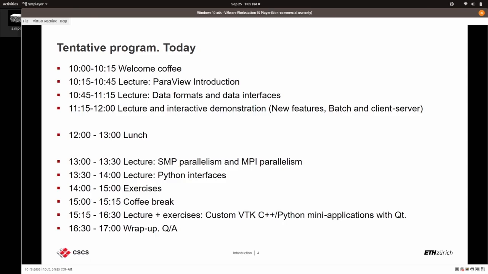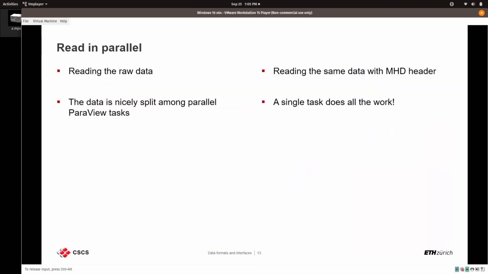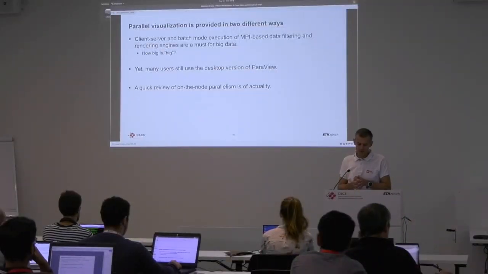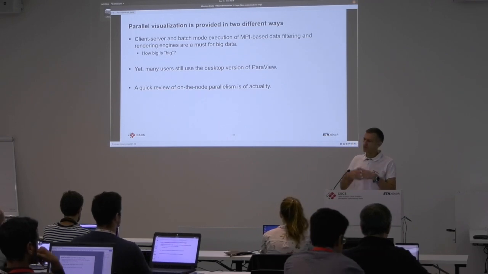We're going to talk about SMP and MPI parallelism, and then talk about Python in the first hour here. And I'm jumping in on page 59. So client-server and batch mode execution, those are very important tools to be able to deal with large data. And I've answered the question this morning, how big is big? Big is what doesn't fit, really, on your local resource. So when it doesn't fit, you have to go to a remote server.